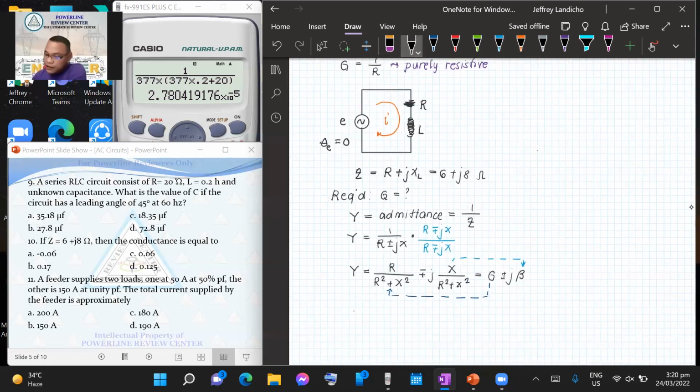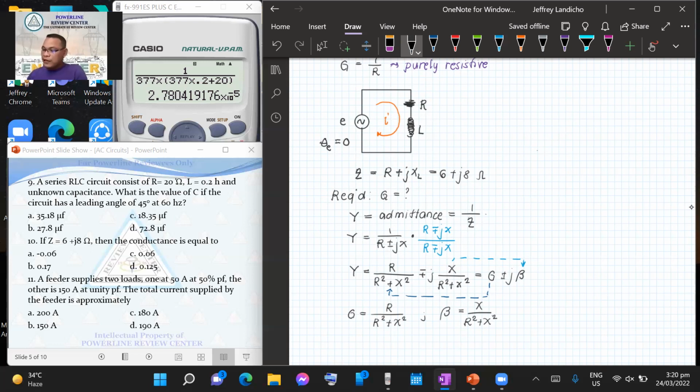conductance, the conductance, it is the reciprocal of resistance, which is R over what? R squared plus whatever the reactance is squared. And solving for a particular susceptance, which is the reciprocal of reactance, that is also R squared plus what? X squared. So yan yung general formula in solving for your resistance or for your conductance and susceptance.